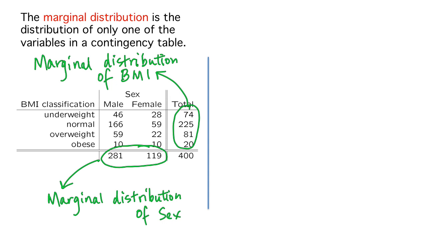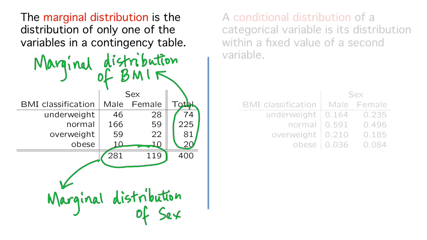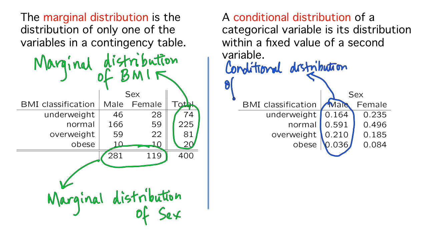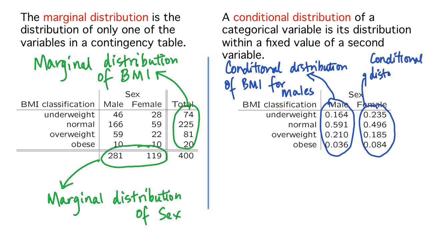To understand whether the BMI classification is the same for both sexes, we need the distribution of BMI classification separately for each sex. This is known as a conditional distribution. Given that a skeleton is male, the conditional distribution is the distribution of BMI classification just for males. And similarly, we can look at the conditional distribution of BMI classification for females.